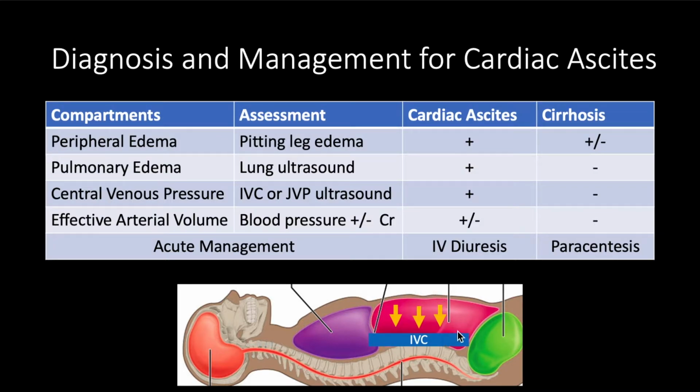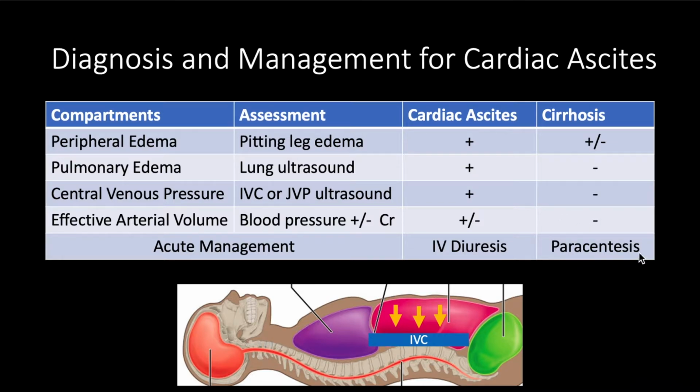extrinsic compression from ascites. So if you ever see an IVC in this case that's distended and not collapsible, you need to immediately think of cardiac ascites, because the management is different. Patients with cardiac ascites tolerate IV diuresis much better compared to patients with cirrhosis. Because patients with cirrhosis have low oncotic pressure, you tend to reduce their effective arterial volume with IV diuresis, and they go into pre-renal AKI very quickly.